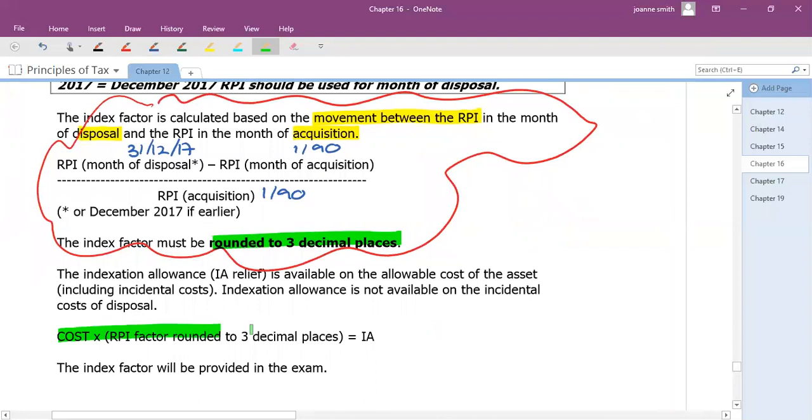And what we use that for is we index the cost and we say, right, it might have cost us, say, £10,000 when we bought it, but because of inflation, we're going to get another £3,000 of relief, because if we'd bought it later, it would have cost us more. That's generally what you're trying to do.